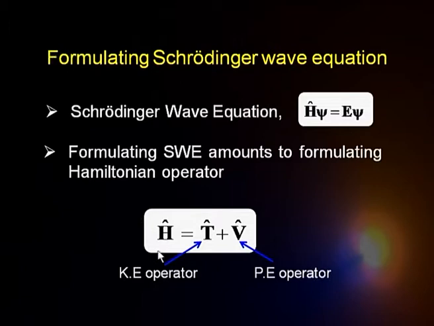And we also know that the Hamiltonian operator is nothing but the sum of two operators: one is my kinetic energy operator and the other is the potential energy operator, because the Hamiltonian is an operator for total energy. So, essentially we need to design a suitable Hamiltonian for our system in question. Okay. So, how do we do that?